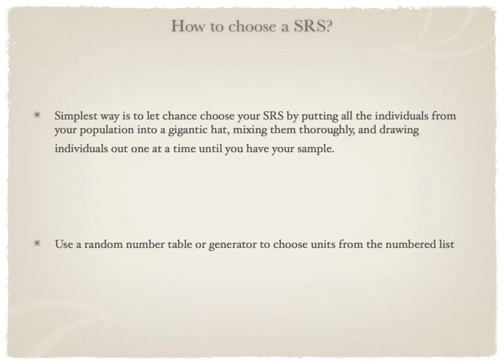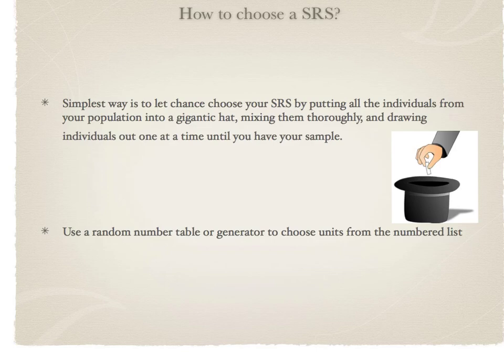How do we choose a simple random sample? The simplest way is to let chance choose your simple random sample by putting all the individuals from your population into a gigantic hat, mixing them thoroughly, and drawing individuals out one at a time until you have your sample. Next, you could use a random number table or a generator to choose units from the numbered list.